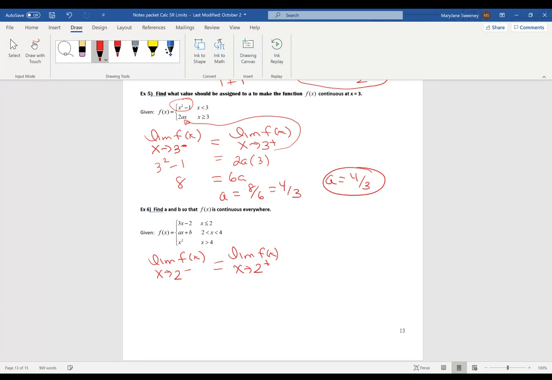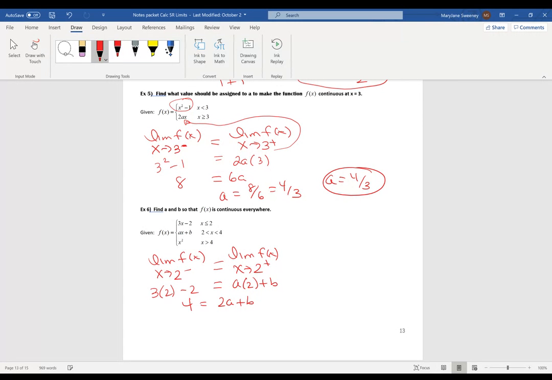I would have to make sure that that equals the limit of f of x as x approaches 2 from the right. So 2 from the left would be here. So I'd be doing 3 times 2 minus 2. 2 from the right, I'd be plugging in 2 to here. So it's a times 2 plus b. So 6 minus 2 is 4. This is 2a plus b. Okay, I kind of get stuck. That's not giving me anything.